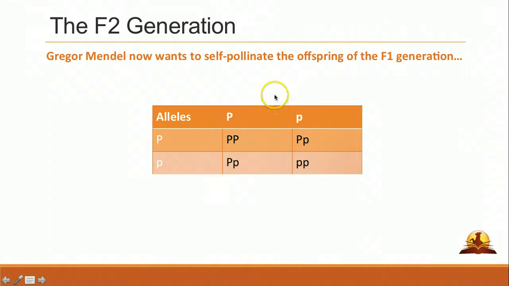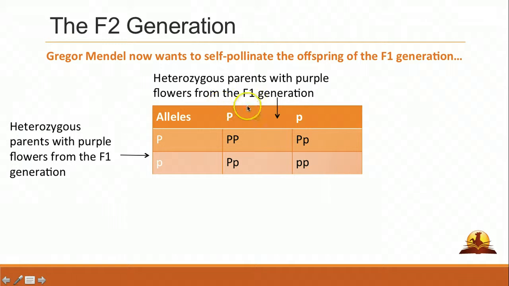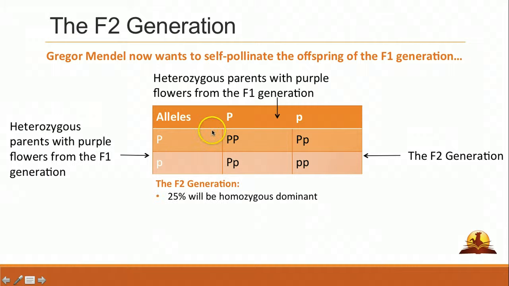So if you remember, the F1 generation was heterozygous and heterozygous, capital P, little p. And if I cross, you notice I get capital P, capital P, lower p, capital P, lower p, and I have two lowercase p's. This is called the F2 generation. Now here's where it gets interesting. So this one is all purple, this one is all purple, but 25% will get pure purple, capital P.